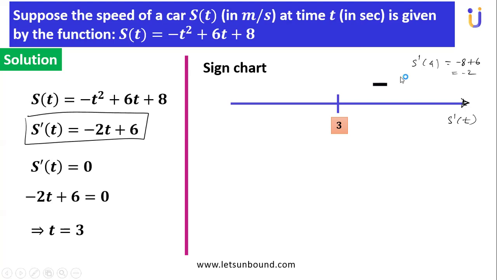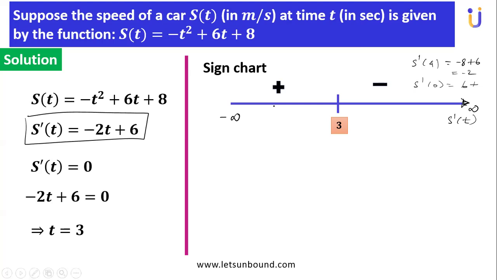So it's negative. And on this side, to the left of 3, you take some 0, right? 0 is easy. When you plug in, S dash of 0 is my choice, and you will get a +6. So it's positive. That's simple. So you can consider this as negative infinity, this as positive infinity.